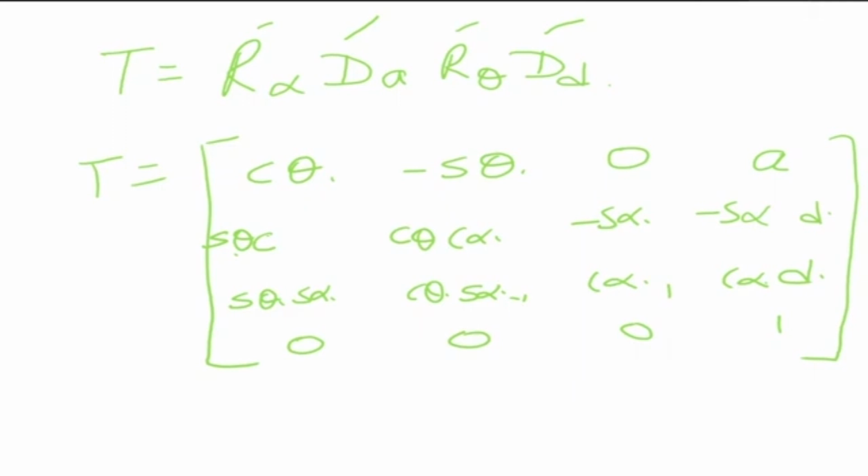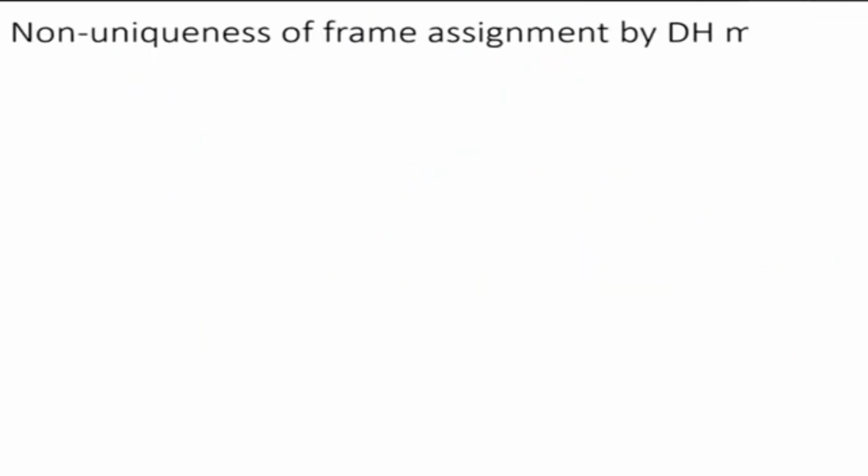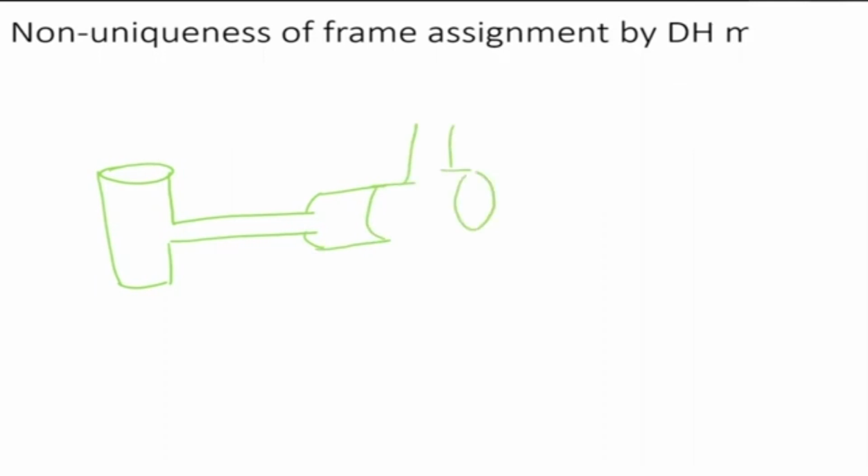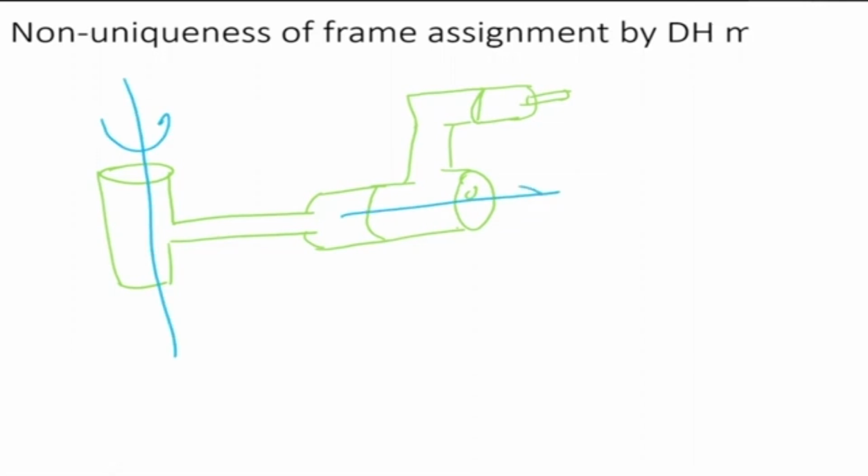Now, is this DH parameter method of assigning axes unique? No, it's not unique. Let's look at this example where we have a manipulator like this. This is a revolute joint, and we have another revolute joint here. So this is another revolute joint, and we have another one here. This is the way it moves, from one joint to another joint. Let me draw the axes with some other color. So this is one axis. This is another axis.